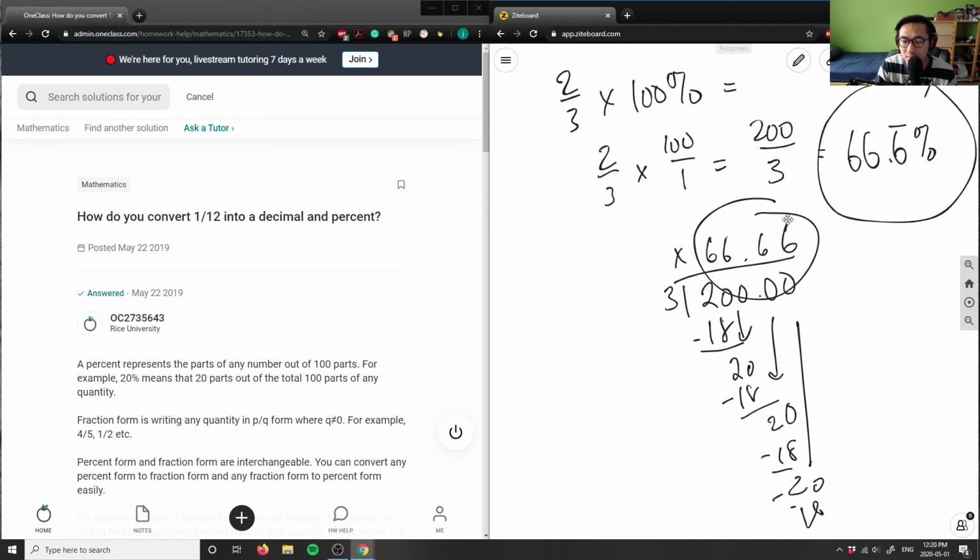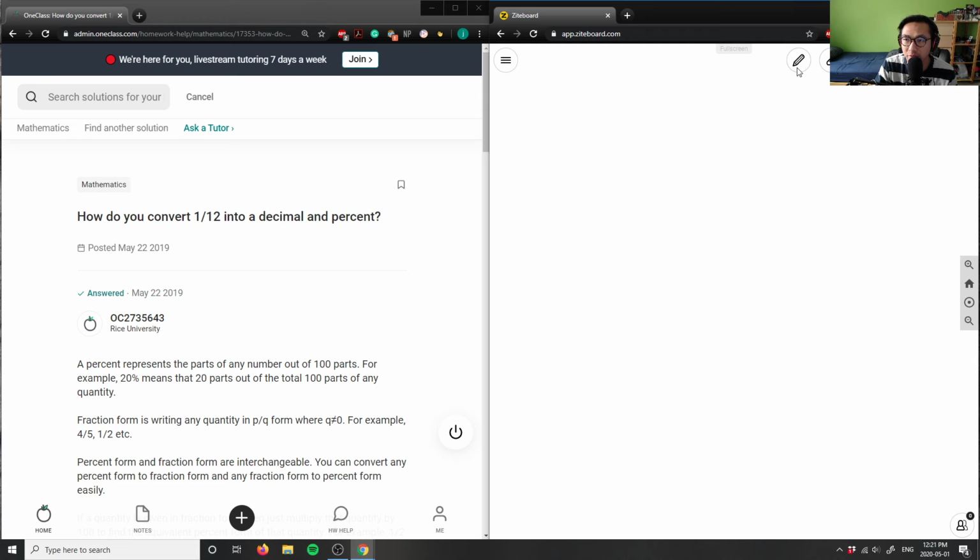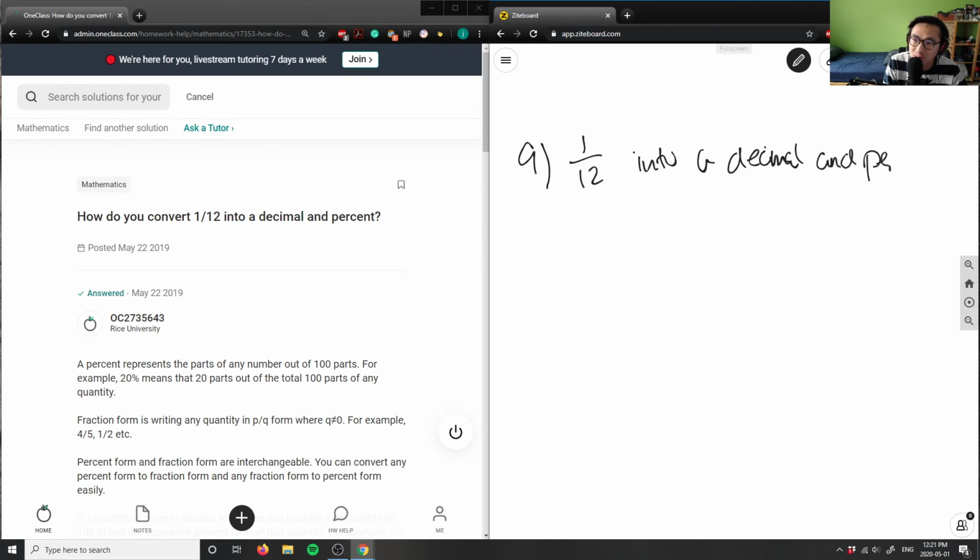That's number 8. Number 9 is another conversion kind of question here, asking how do you convert 1/12 into a decimal and a percent. So 1/12 into a decimal and percent. So I'm going to do decimal first.